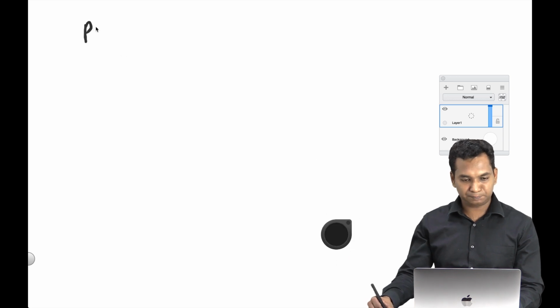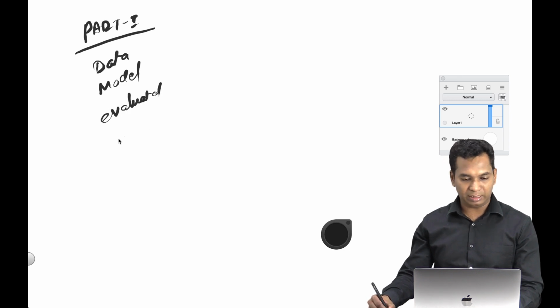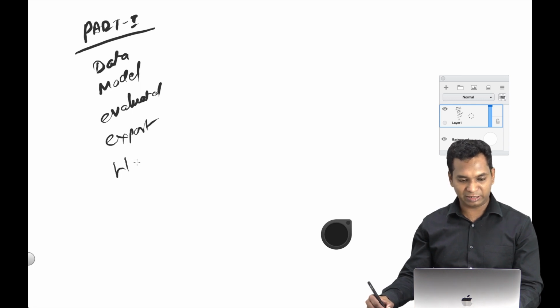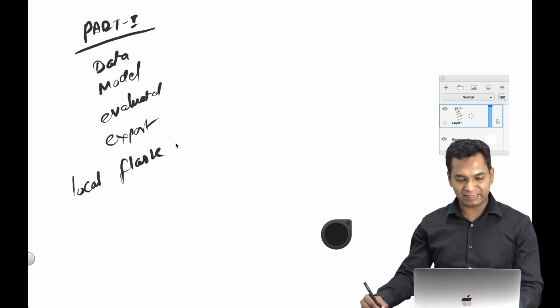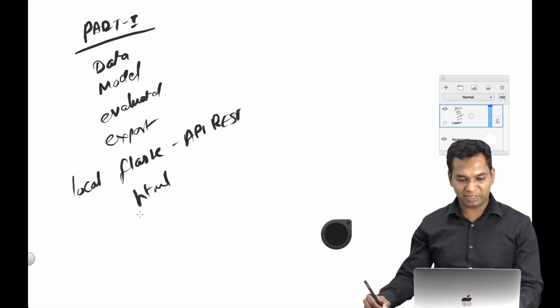In part one, we did the data cleaning, modeled the algorithm, evaluated, and exported the model. We also tried with the local HTML. Actually, we had a local Flask server, and we created a REST API, which is an application program interface, and then we ran a local HTML page and reviewed it.